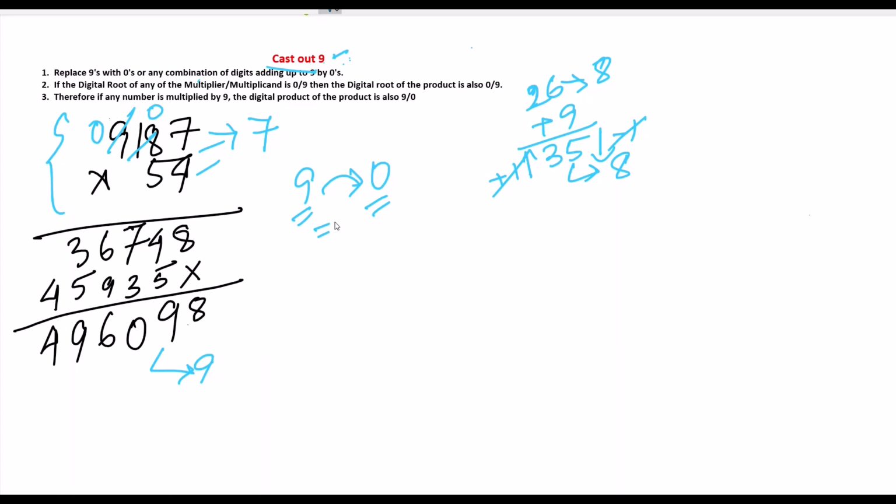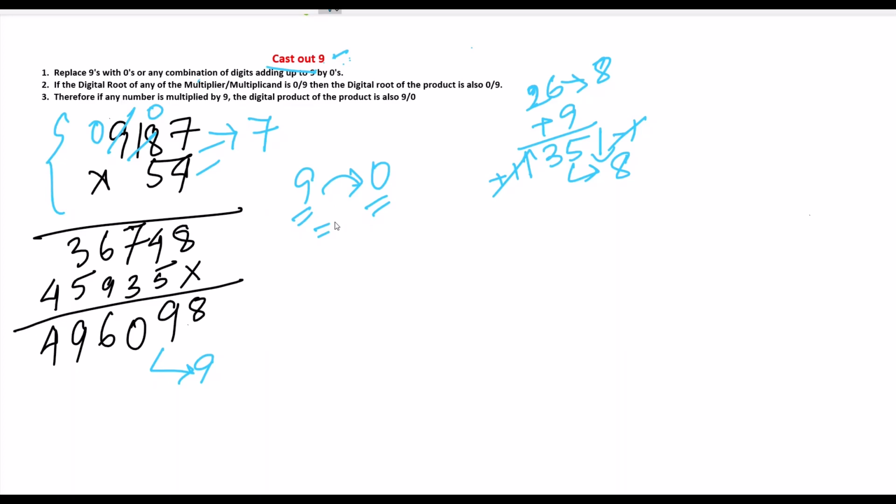So how this helps us is that if you find that one of these two numbers' digital root is 0 or 9, then you don't have to find the digital root of the other number that's being multiplied. You can directly go to the product and check whether its digital root is 0 or 9. Basically, when reduced to a single digit, whether it is 0 or 9, right?